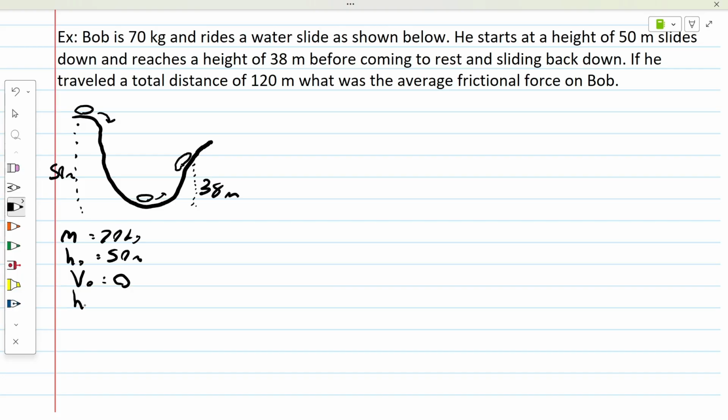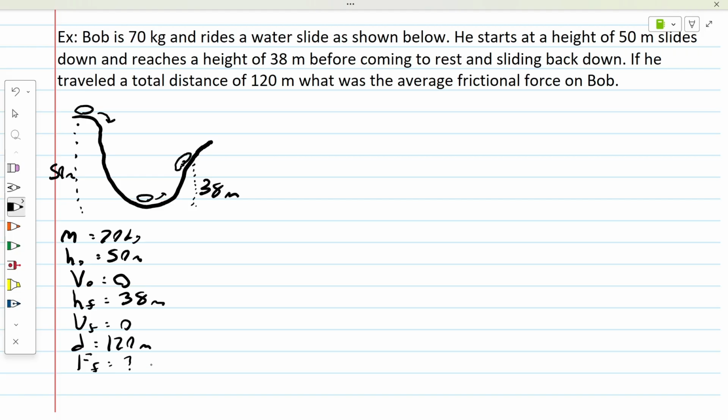And so his final height is this 38 meters, which, notice, is less than his initial height. His final velocity is also going to be 0 because he hits a point of rest before he starts coming back down. And then we know the total distance that he traveled is 120 meters. We want to know the frictional force.